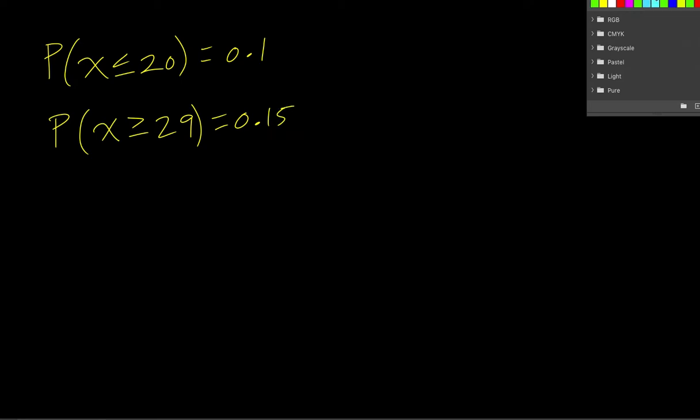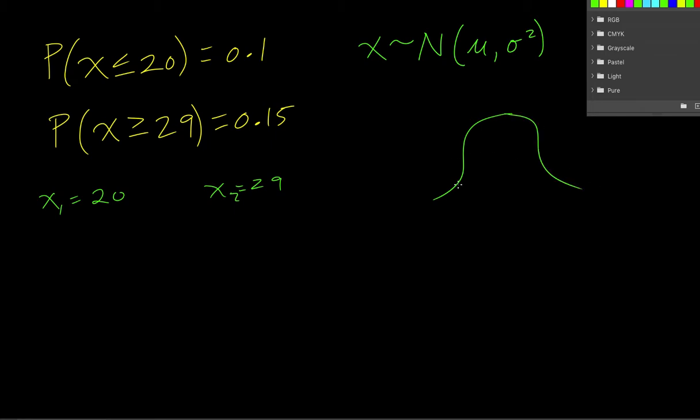Okay, so our distribution is going to look like this. We don't really know anything about it, so we're just going to leave it like that. Okay. So we need to find z1 and z2. So if we call x1 20 and x2 29, the two x values we're interested in, this is x1, this is x2, and we have some mean that's in the middle. Okay. So we're going to set it up.